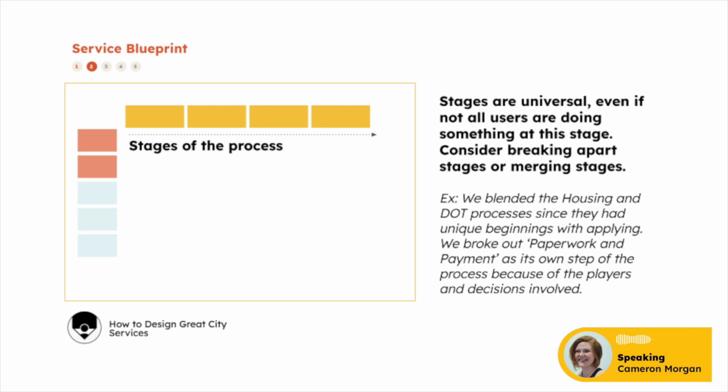So when we did that special events permitting work, we blended the housing application process and the DOT process. Both deal with special events permitting, but both have unique beginnings, right? They both kind of feed into this overall process, right? So noting that in a special way. But we also decided to break out this step of paperwork and payment. That was a huge piece because it had so many decisions, it had so many players in it, and it was actually a much longer internal process. So we wanted to make sure we gave it its due diligence.